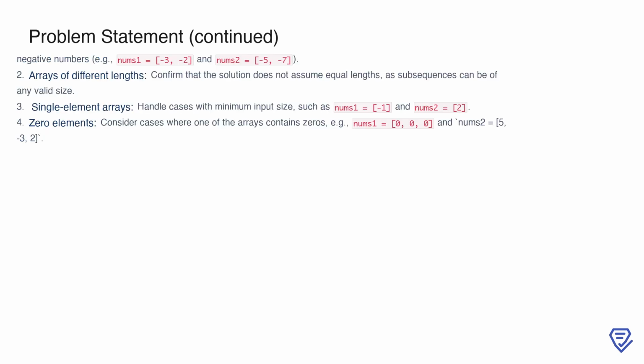First, when all elements in one or both arrays are negative, the algorithm should ensure that it finds the combination of two negative numbers that maximize the dot product. For example, if nums1 is -3, -2, and nums2 is -5, -7, the best result might come from multiplying two negatives to produce a positive. Next, the arrays can have different lengths, so the solution cannot assume they are the same size and must work with subsequences of varying lengths.